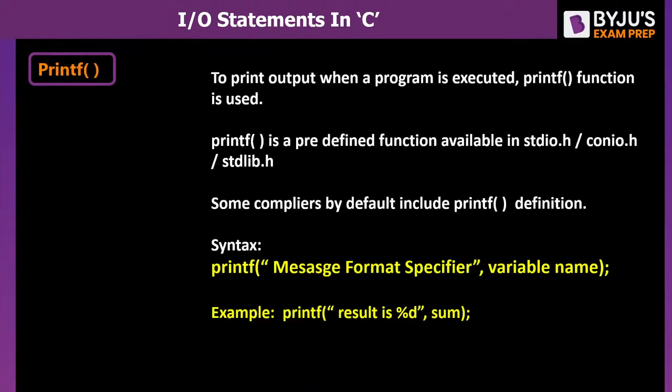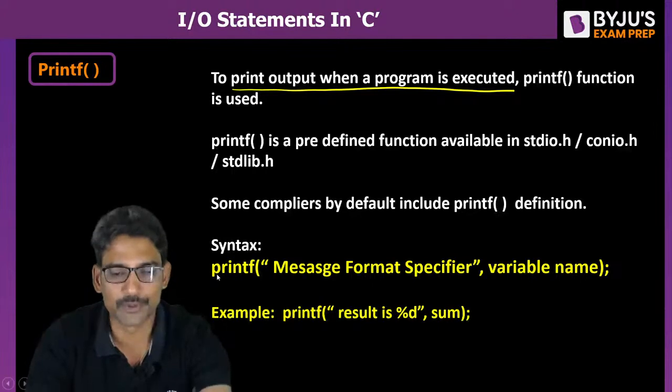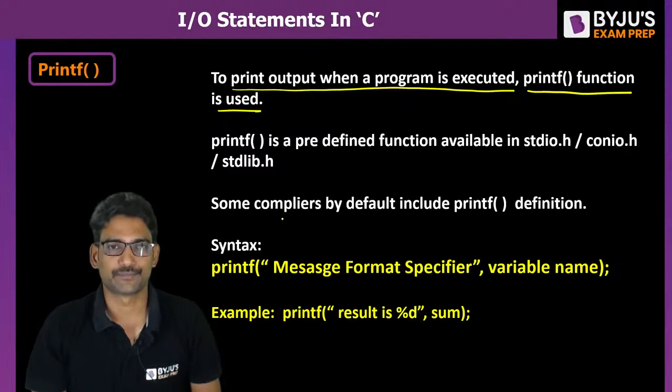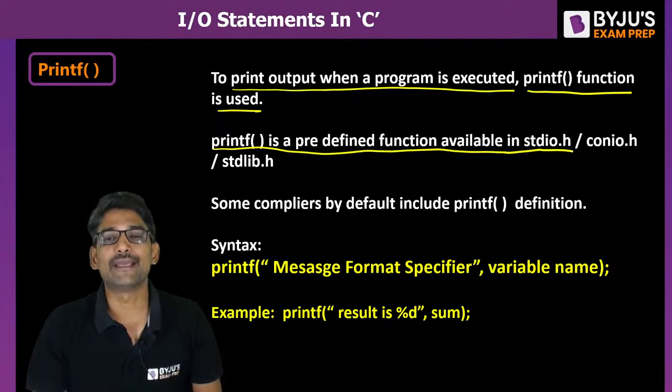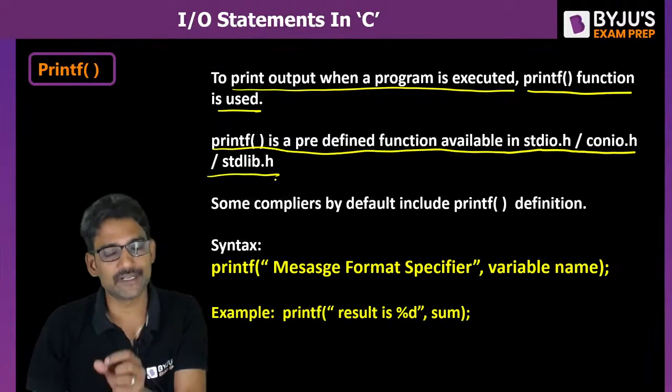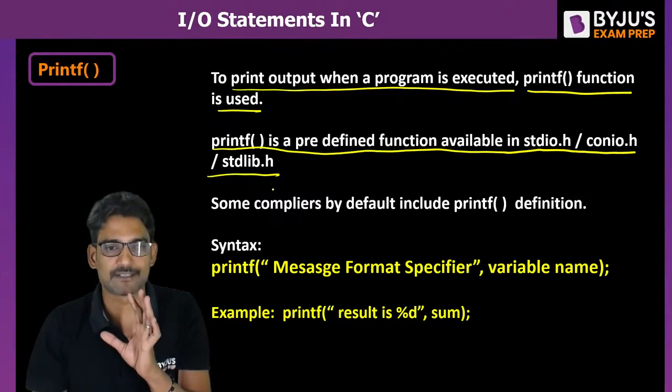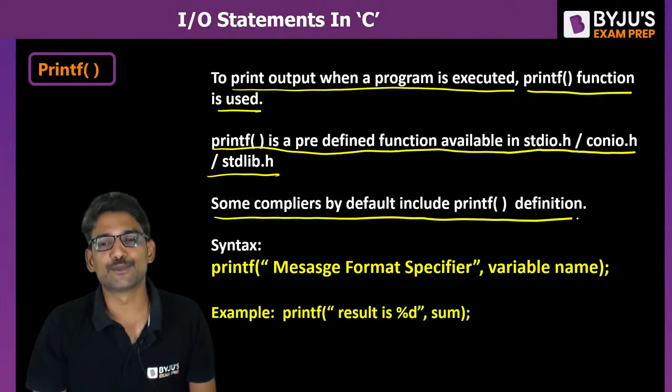Now, how do we print the output? Yesterday I already said, using printf. To print output when a program is executed, what do we use? The printf function is used. So printf is a predefined function available in stdio.h, conio.h, stdlib.h. In these header files, the printf details are available. So the compiler will refer to these header files. Some compilers include the printf definition by default.